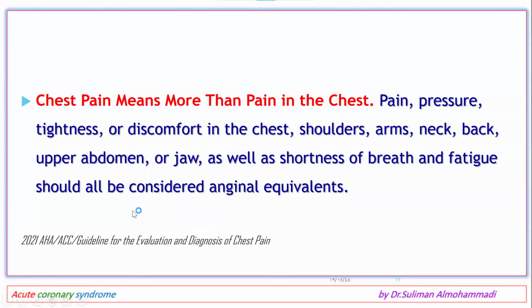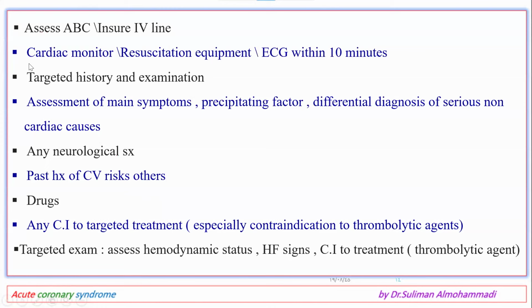So high clinical suspicion should be based on, especially, any patient who has a background or risk factors for coronary events. By the 2021 ACS guideline, chest pain means more than pain in the chest. It can mean pain, pressure, tightness, or discomfort in the chest, shoulder, arm, neck, back, upper abdomen, or jaw, as well as shortness of breath and fatigue. These should all be considered equivalent in patients who have a background of high probability of acute coronary artery disease.